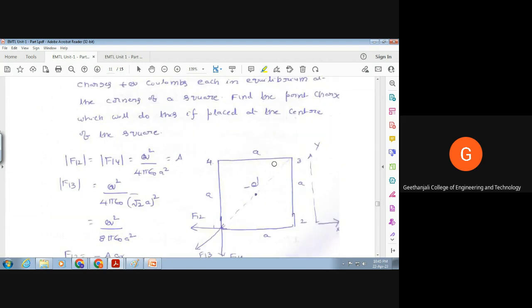So let us consider a square. Because the side is not given, assume that the side of the square is A units. So these are the four corners 1, 2, 3 and 4. At each of these corners there is a point charge of q coulombs.